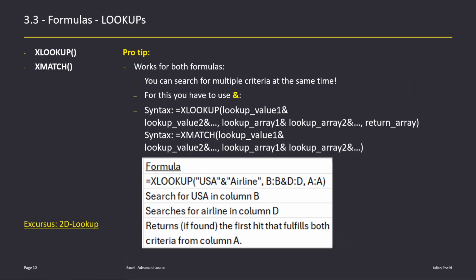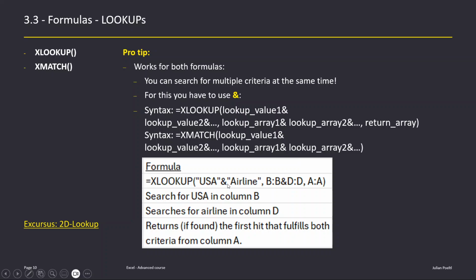And as a pro tip, this works for both formulas, XLOOKUP and XMATCH: you can search for multiple criteria at the same time. And how do you need to do that? You need to use the ampersand sign in between, for example, for the lookup value, to combine them, and the lookup arrays to combine them. And for the XMATCH function, also lookup values combined and lookup arrays combined.